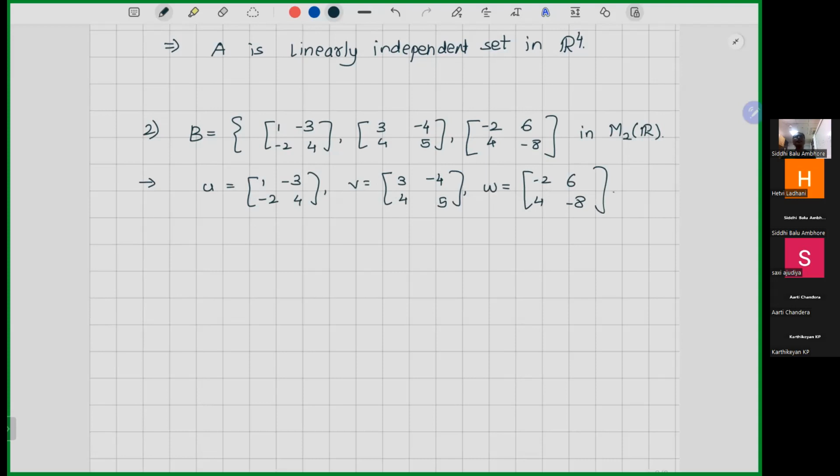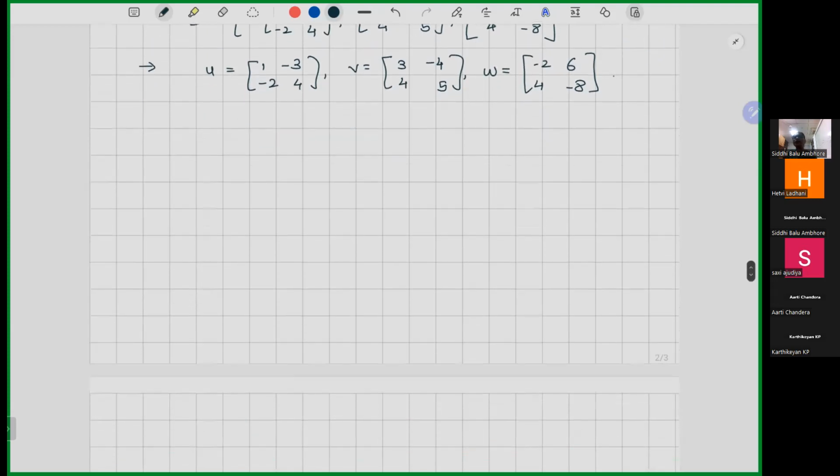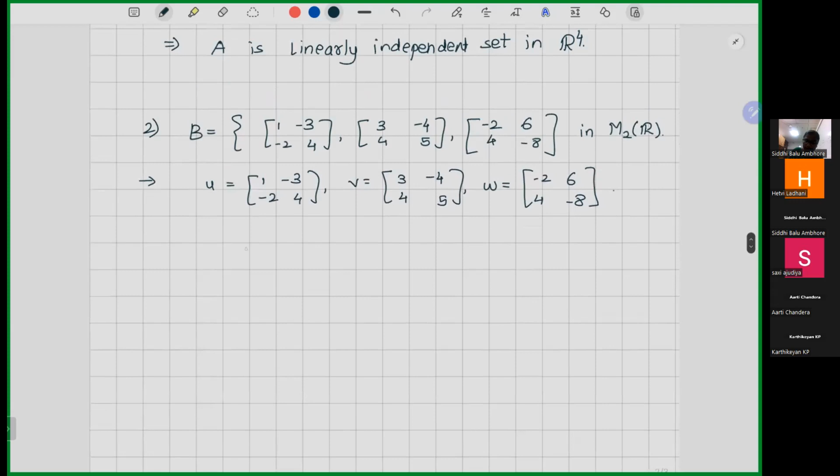And what is your guess, whether this is linearly independent or dependent? Can somebody tell me which two of these three vectors are linearly dependent? U and W. Okay, as Karthikeyan said, U and W. Hetvi also said U and W. We can clearly see that W is equal to -2U, right?